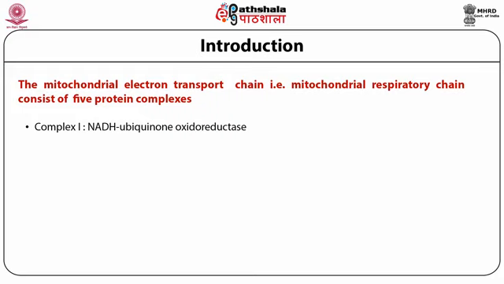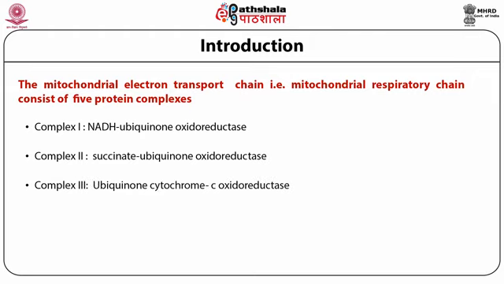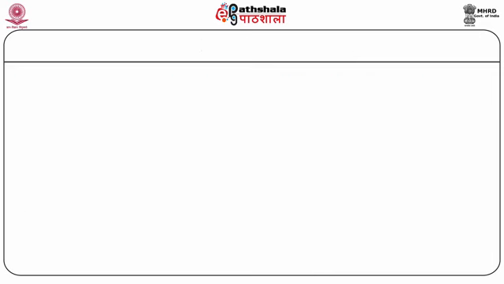The mitochondrial electron transport chain, that is the mitochondrial respiratory chain, consists of 5 protein complexes. Complex 1, that is NADH ubiquinone oxidoreductase. Complex 2, that is succinate ubiquinone oxidoreductase. Complex 3, that is ubiquinone cytochrome C oxidoreductase. Complex 4, cytochrome C oxidase. And complex 5, ATP synthase.